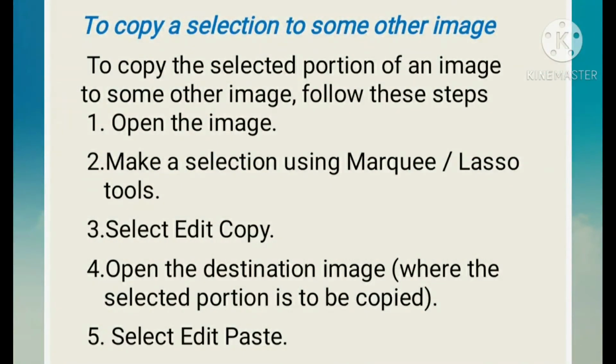Now we are going to learn how to copy a selection to some other image. To copy the selected portion to some other image, we have to follow few steps. The first one is open the image. Second, make a selection using marquee or lasso tools. Third, select Edit, Copy. Fourth, open the destination image, means where the selected portion is to be copied. Fifth, select Edit, Paste.